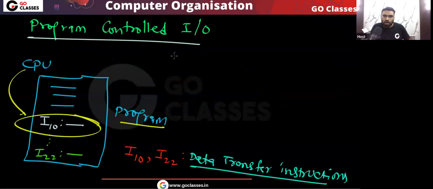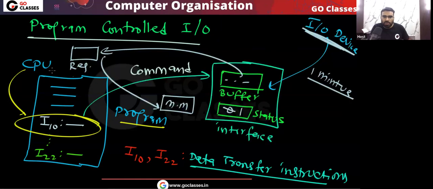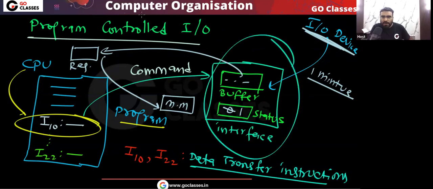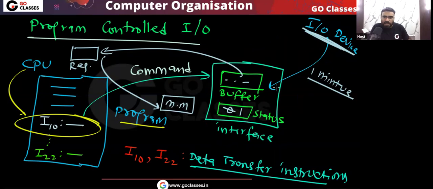And why is this called polled IO? What is the reason this is called polled IO? Tell me. Because the CPU is continuously checking the status. Yes or no? This CPU is not doing some useful work. This IO device will take 1 minute to give you the data, and during this 1 minute, the CPU is not executing some other program. The CPU is not doing any useful work.